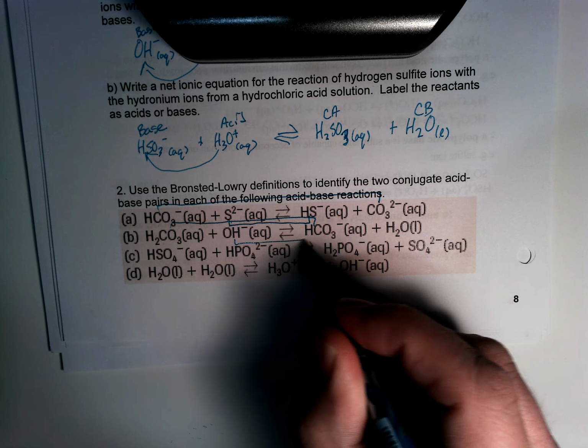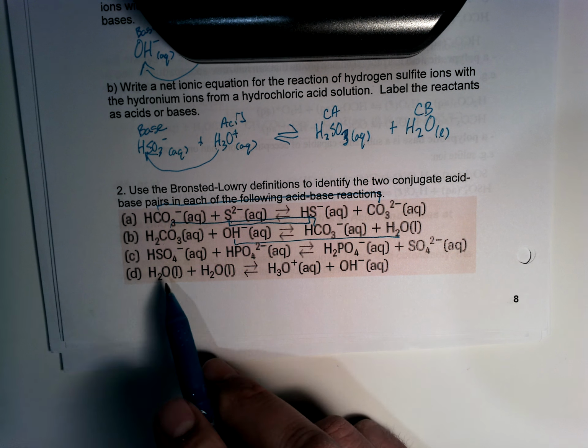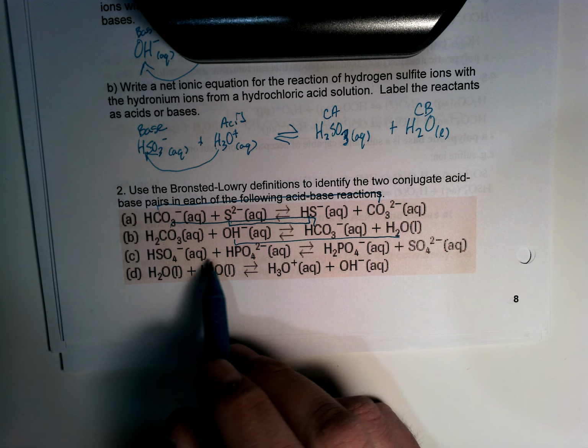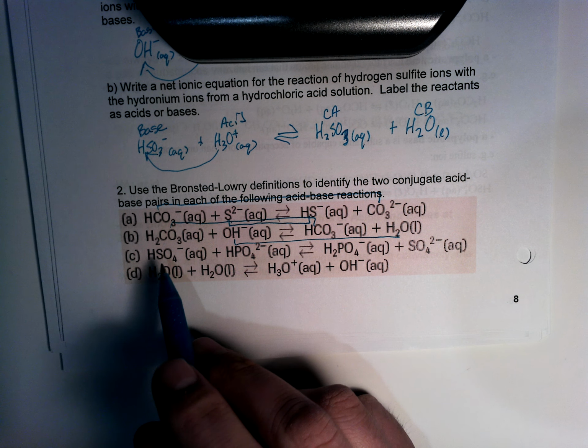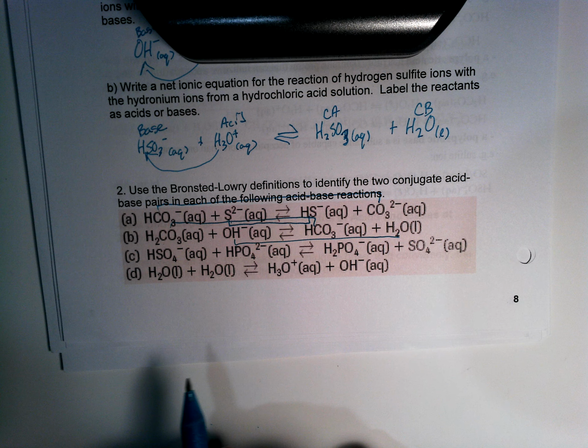Okay, this is my base, this is its conjugate acid. And they should always differ by one hydrogen. For this one, it's given away, so this is my acid, this is its conjugate base, this would be the base, conjugate acid.